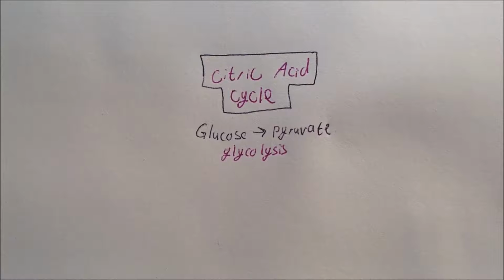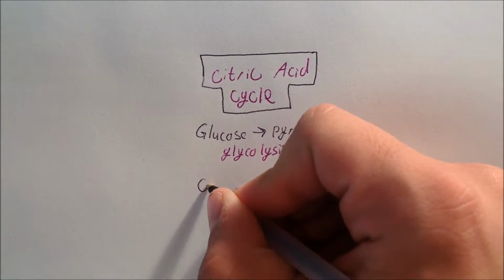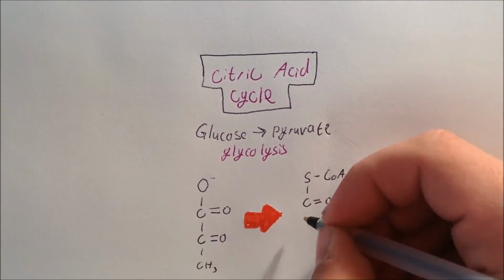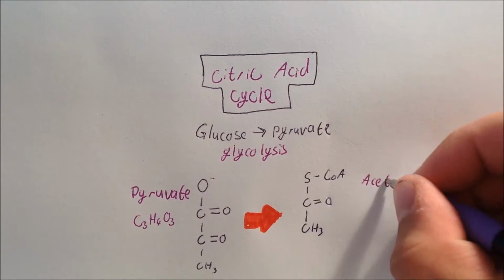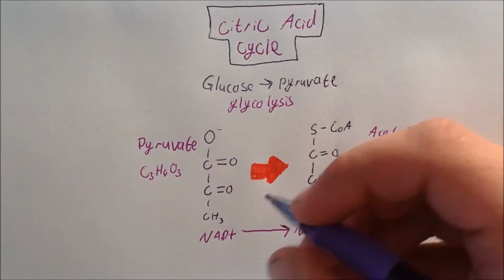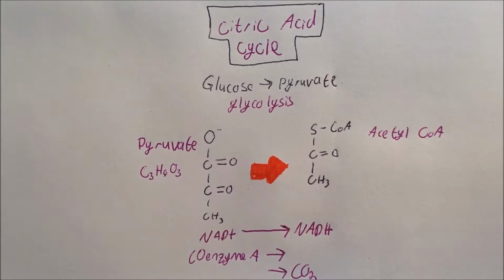You do that by putting in an NAD plus and getting out an NADH. And you put in coenzyme A and get out a CO2 molecule. So when coenzyme A enters, it doesn't produce a CO2. A CO2 is just a product of this, and coenzyme A just enters this. So the net product of pyruvate processing is NADH and the CO2.